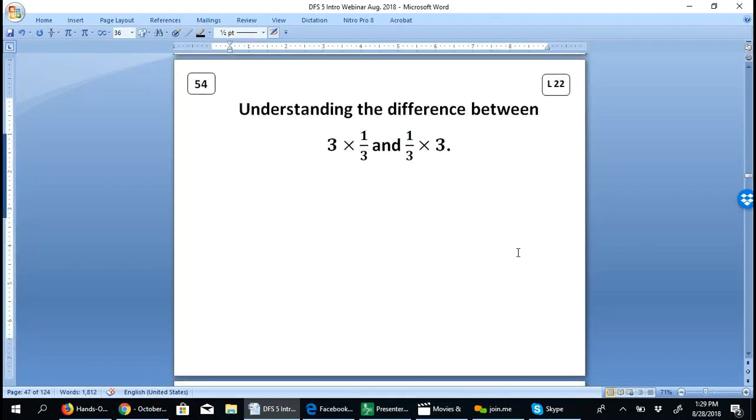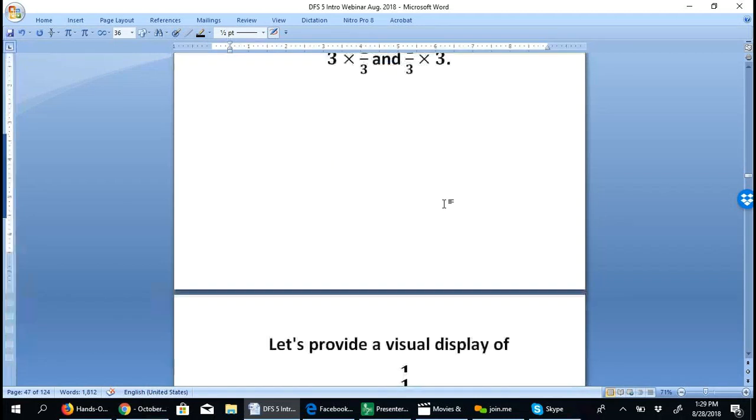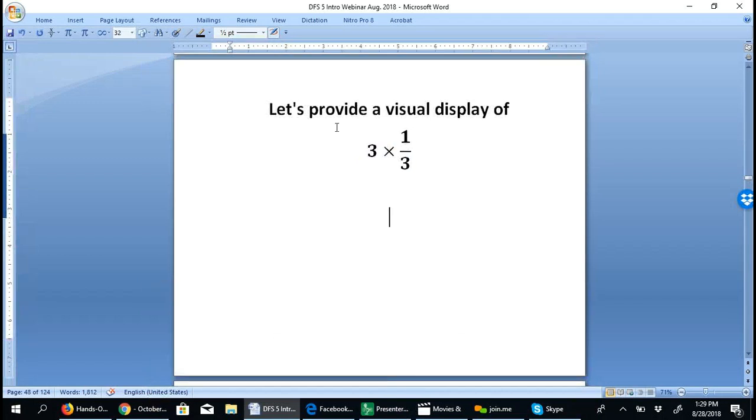Now, let's try to understand the difference between 3 times 1/3 and 1/3 times 3. Let's see if we can understand the difference in meaning in these two problems. So, 3 times 1/3. Question: which is the multiplicand, 3 or 1/3? Please text chat your response. Is the multiplicand 3 or 1/3?